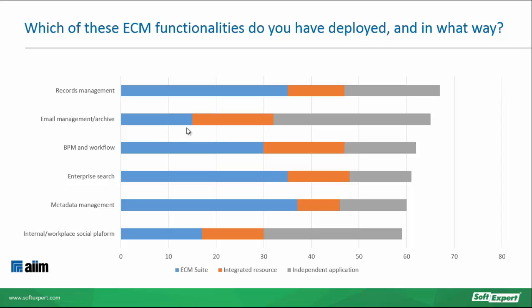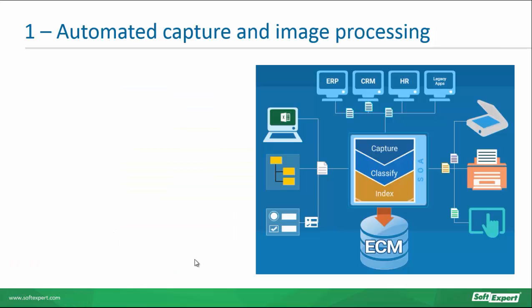Have other ones here: BPM and workflow, highly accepted like ECM functions, enterprise research, and another one with lower levels, internal and workplace social platform. Okay, well, let's start the main subject here: seven essential features for a great solution from enterprise content management.